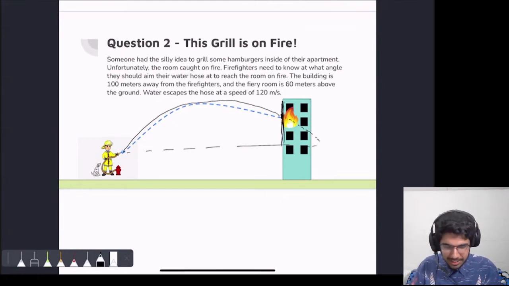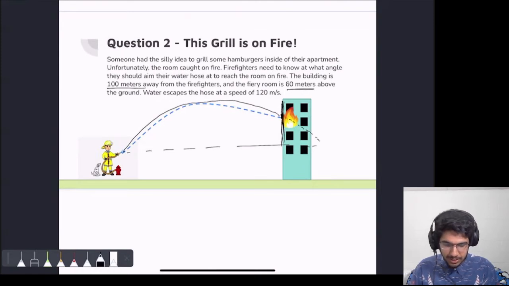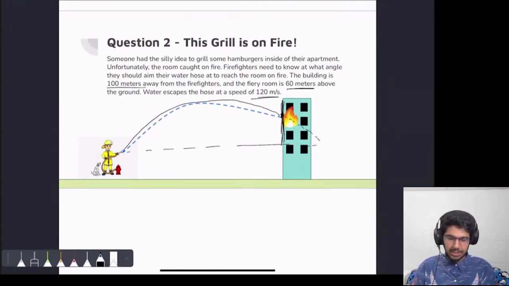Someone had the silly idea to grill some hamburgers inside of their apartment. Unfortunately, the room caught on fire, which is quite unfortunate. Firefighters need to know at what angle they should aim their water hose as to reach the room on fire. The building is 100 meters away from the firefighters, and the fiery room is 60 meters above the ground. Water escapes the hose at a speed of 120 meters per second.